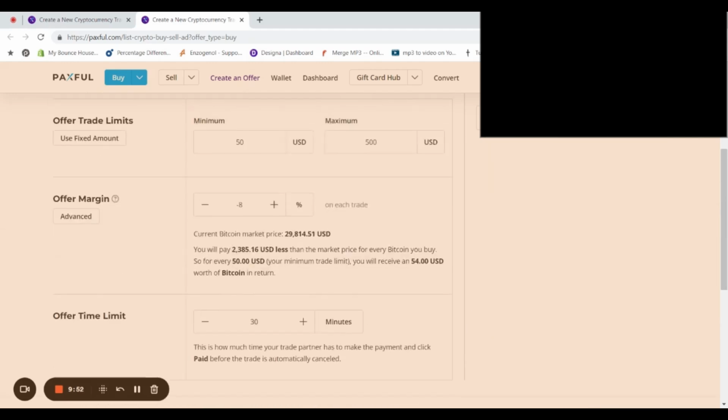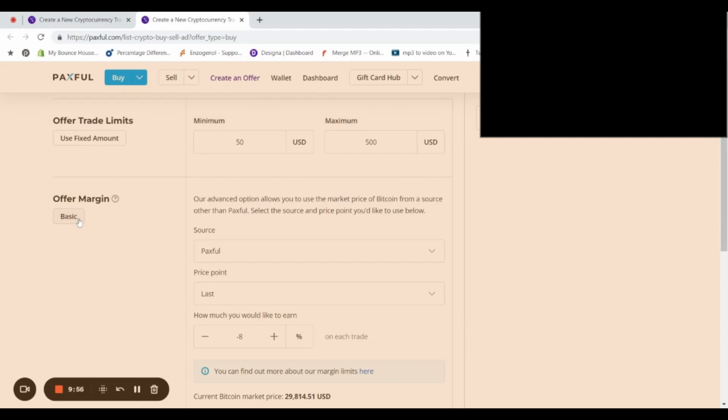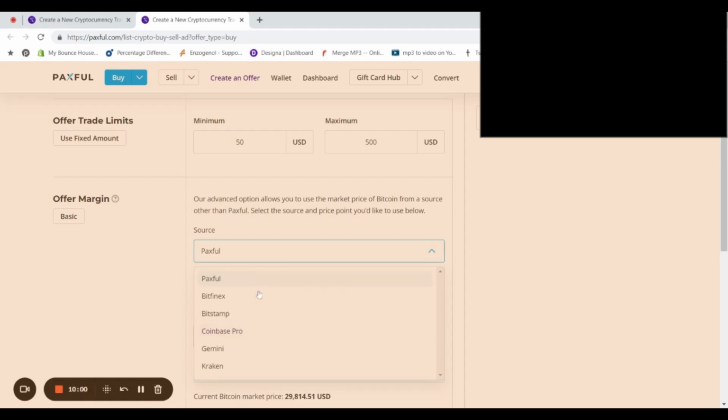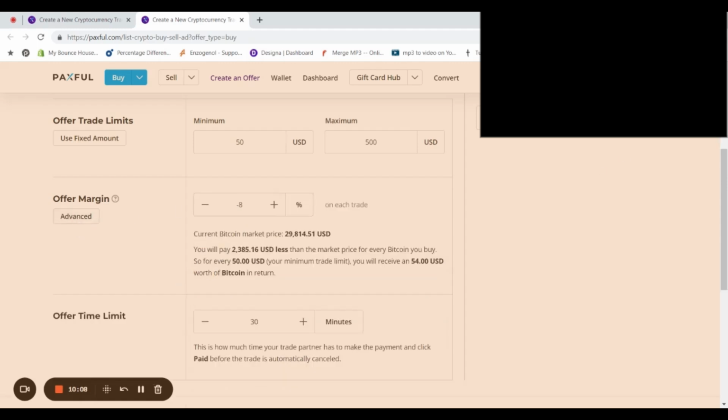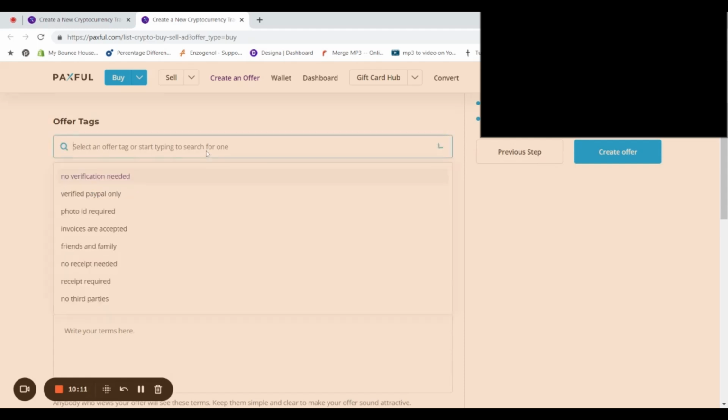So again, we have the same options. We can pick our market rate. Advanced, no, don't use that. I'm not even sure what that is. Oh, this just determines if you want to pick what the source price is. But I find that Paxful's market price is generally pretty reasonable, so that's fine. Next step, again, we can offer those tags.